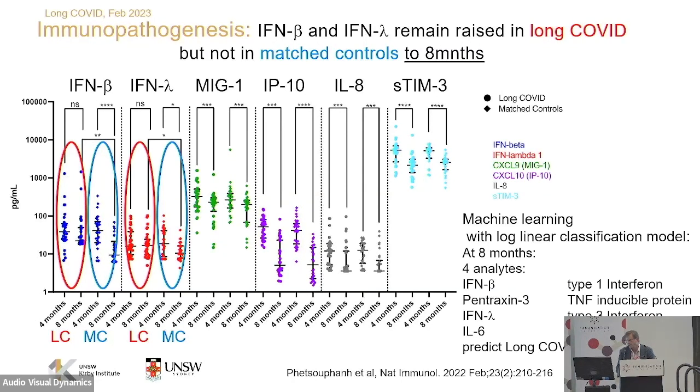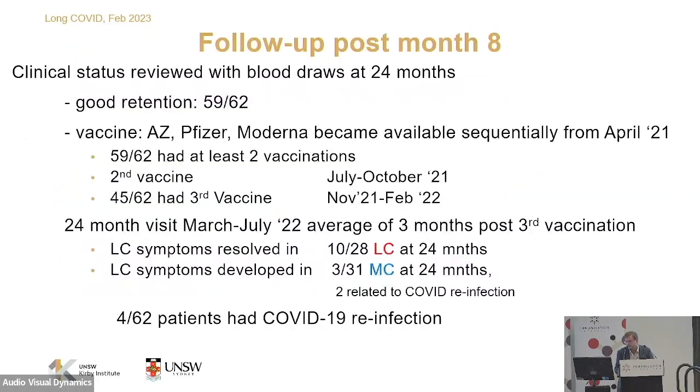When we took all the data and looked at it at 8 months using a log linear model of classification, we found 4 analytes predicted long COVID with 81% accuracy, and these were interferon beta, pentraxin 3, interferon lambda, and IL-6. So what happened post 8 months?